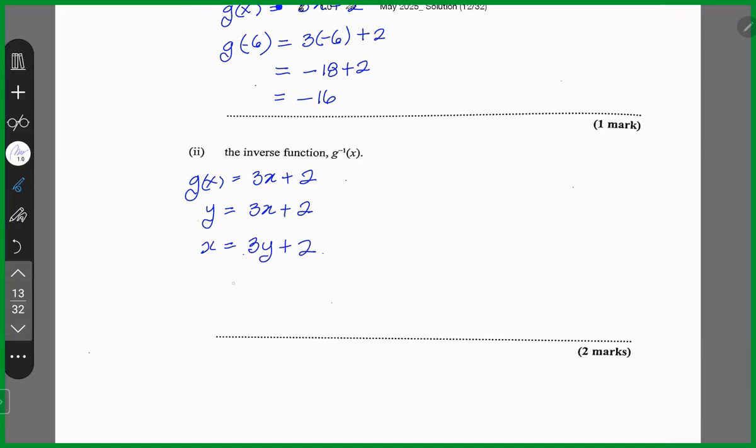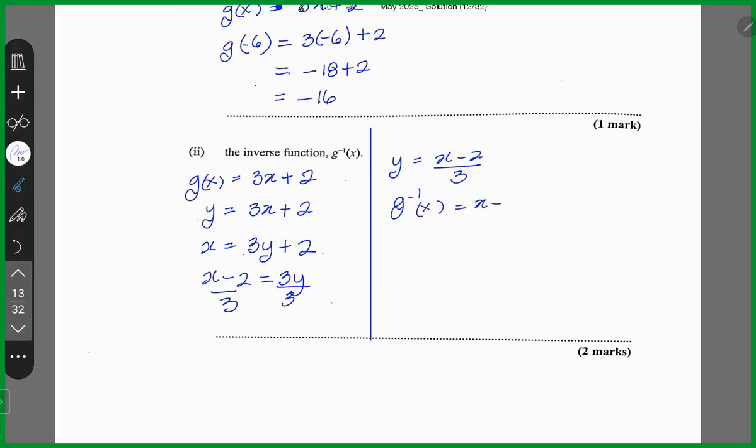The third step is to make y the subject. So positive 2 on the left goes over to the right and becomes negative 2. Next, I'm going to divide both sides by 3. And when I do that, I'm going to end up with y is equal to x minus 2 over 3. Now, the fourth and final step is to say g inverse of x is equal to x minus 2 over 3.